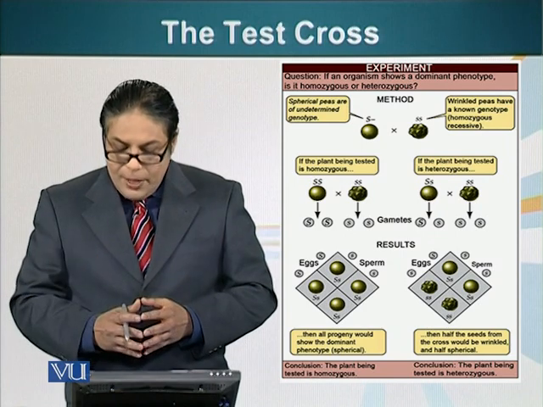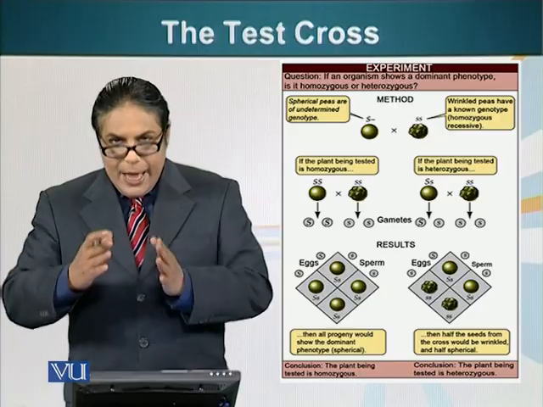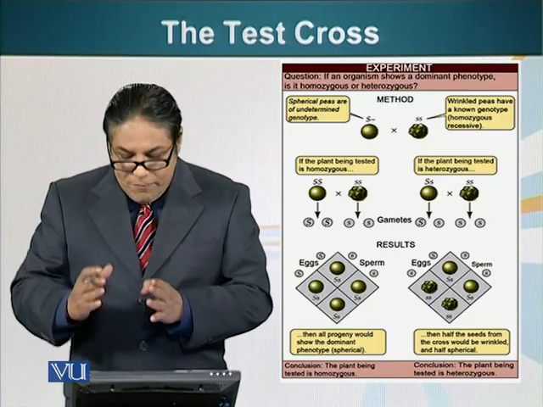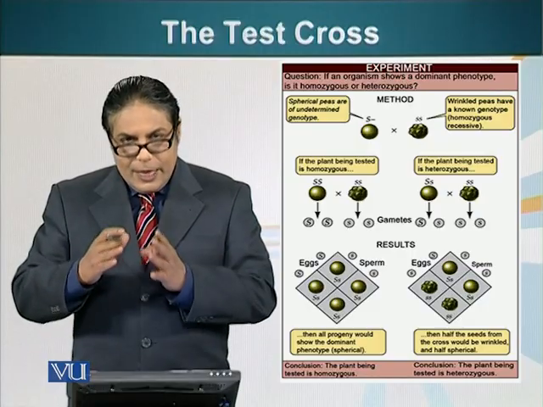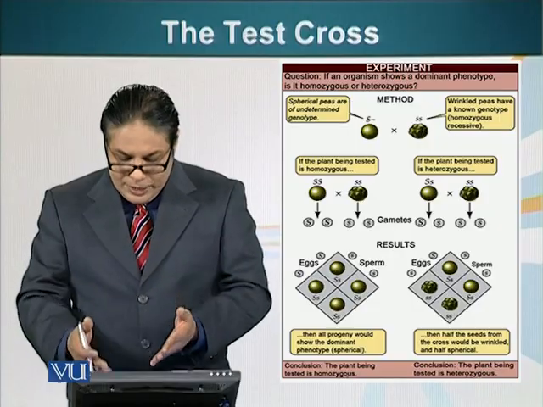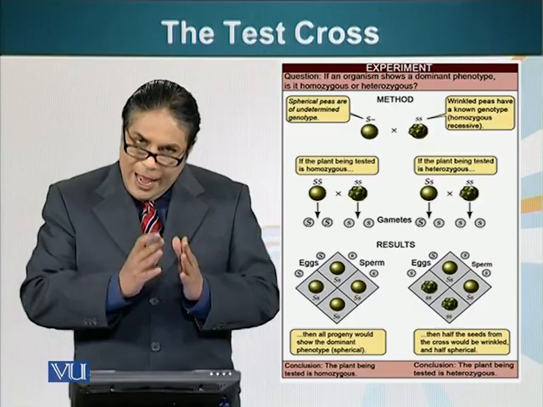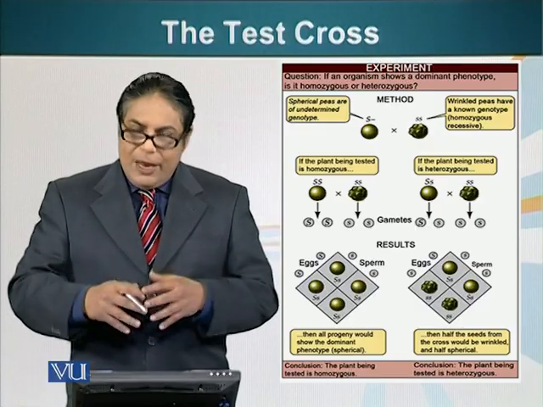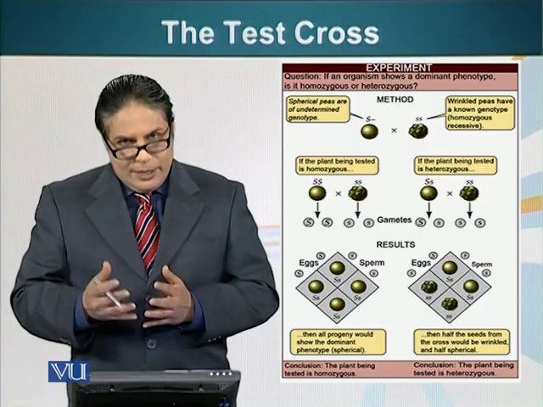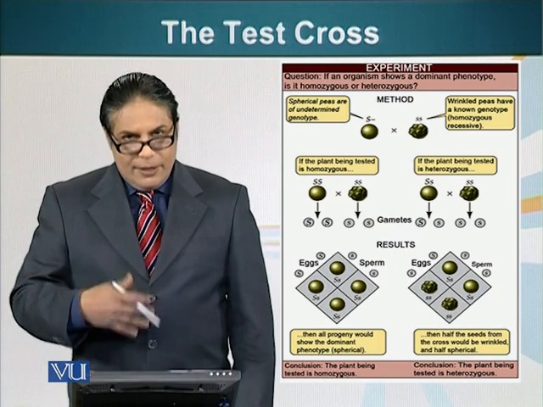On the other hand, if the unknown genotype was capital S, small s, half of the gametes of that particular plant will have capital S, and the other half will have small s. When we do this cross, as seen in the Punnett square, you can see that 50%, half of the progeny, will have wrinkled seed and the other half will have spherical seed. We will continue our discussion of Mendelian genetics in the next module.